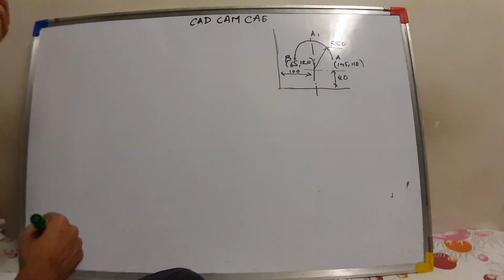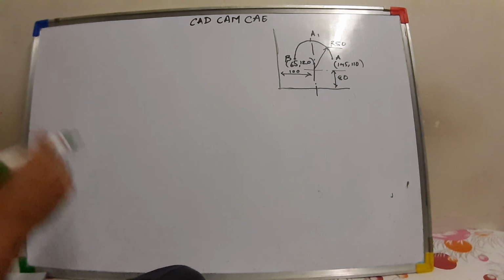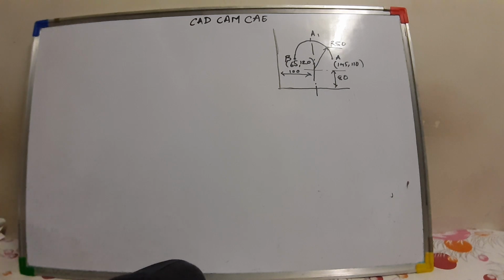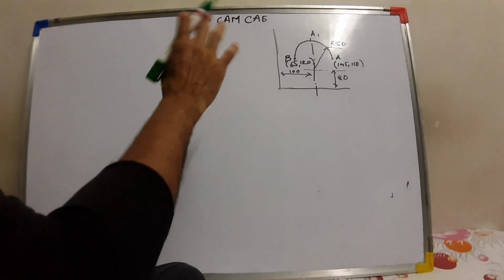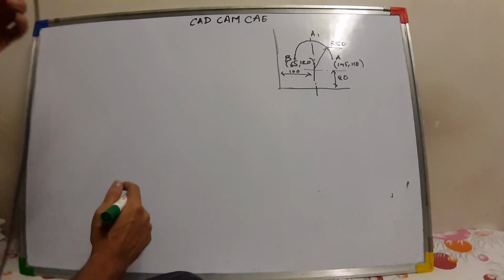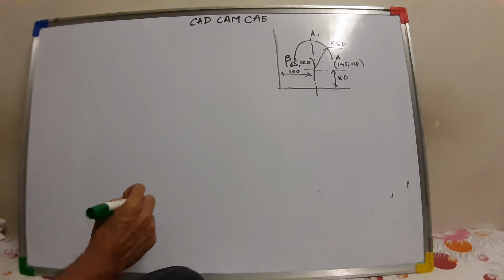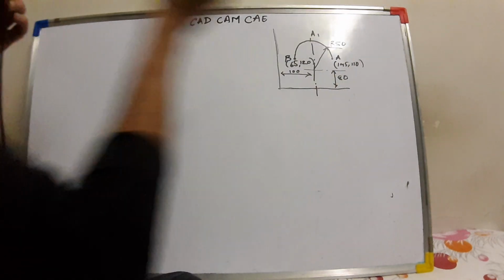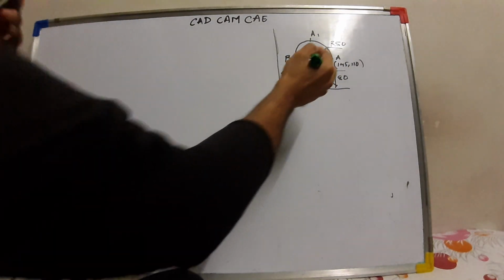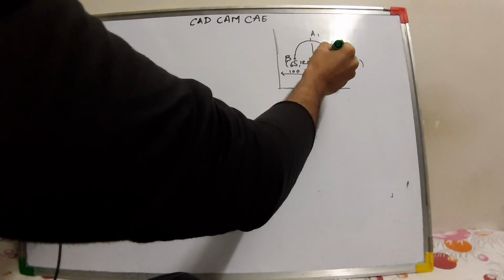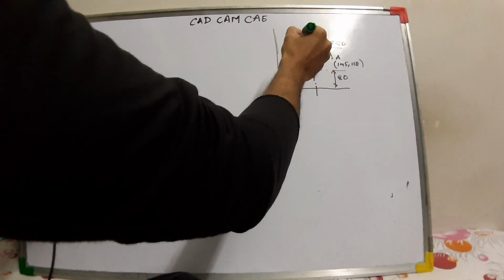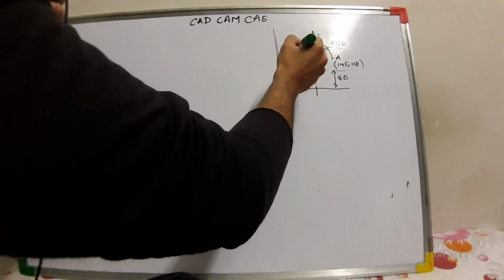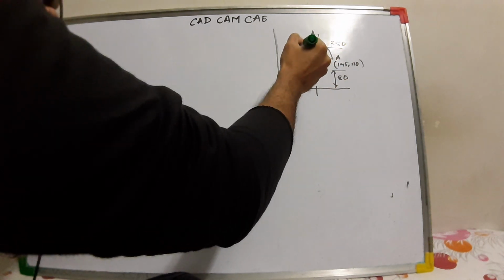So hello guys. Today we'll be solving a simple sum on G codes and M codes. As you can see in the figure, we are supposed to machine a semicircle. With the help of a cutting tool, we are supposed to cut the shape of a semicircle, as you can see, from A to B.